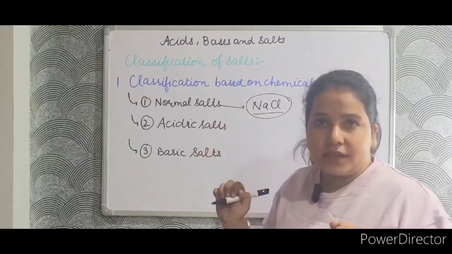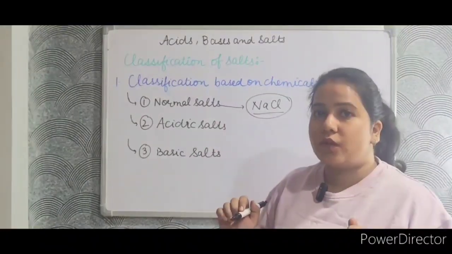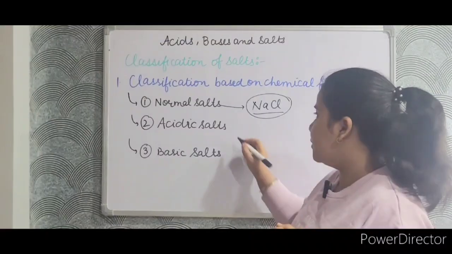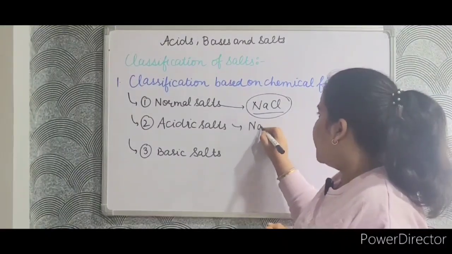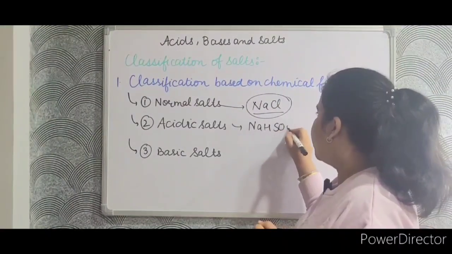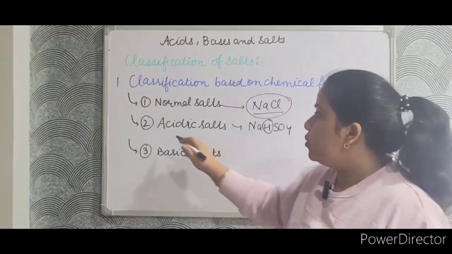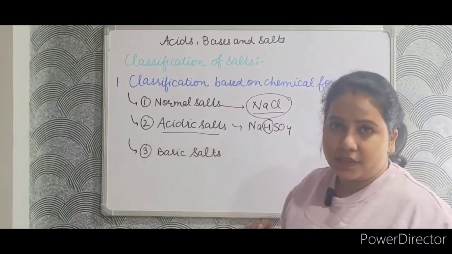Second one is acidic salt. Acidic salts are those salts which contain an ionizable hydrogen ion present. For example, NaHSO4. It contains one hydrogen ion present, so it is categorized in acidic salt.